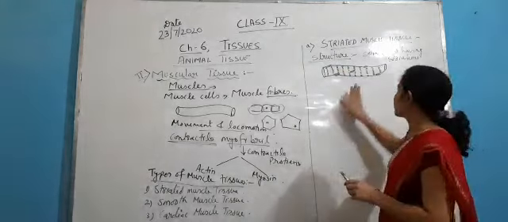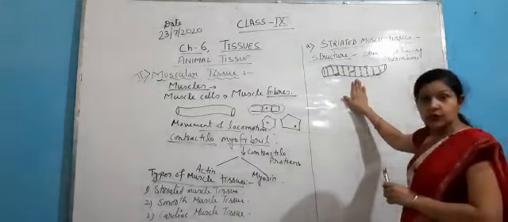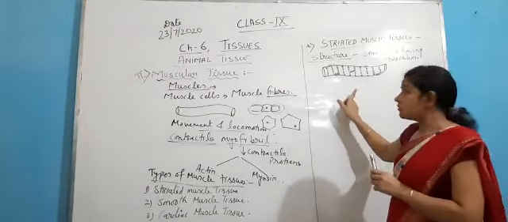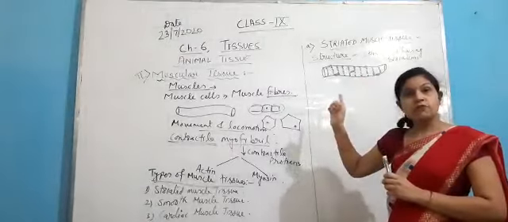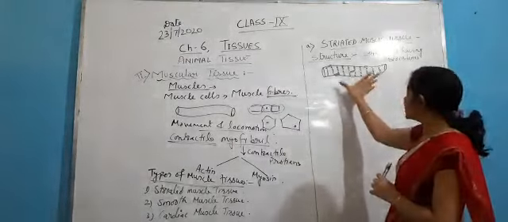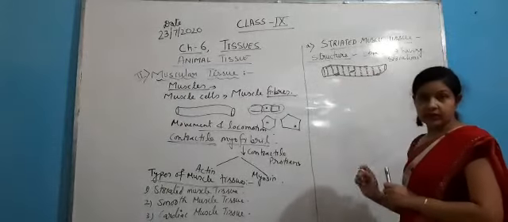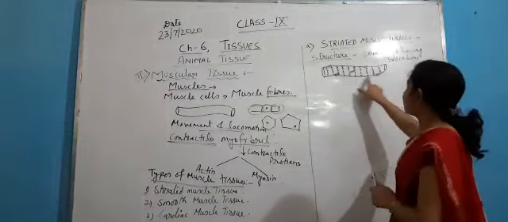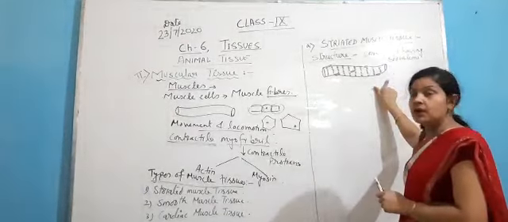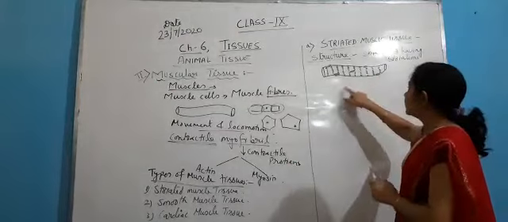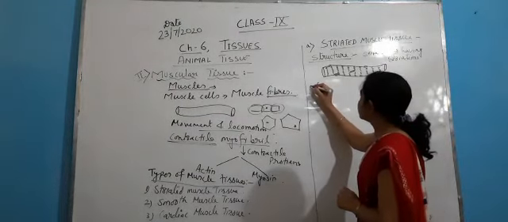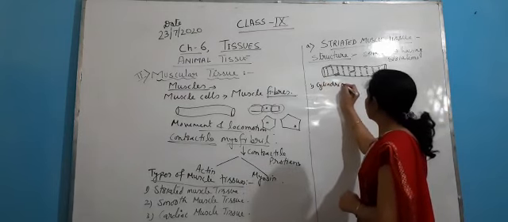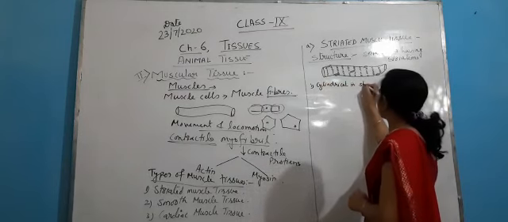Here you can see the structure of the striated muscle tissue, the muscle cell. This is the single cell, and that is why I told you that instead of muscle cells we call them muscle fibers, because a single cell is elongated. You can see how long it is as compared to the other cells which we have already studied. So this is one muscle fiber of striated muscle tissue. Here you can see it is cylindrical in shape.